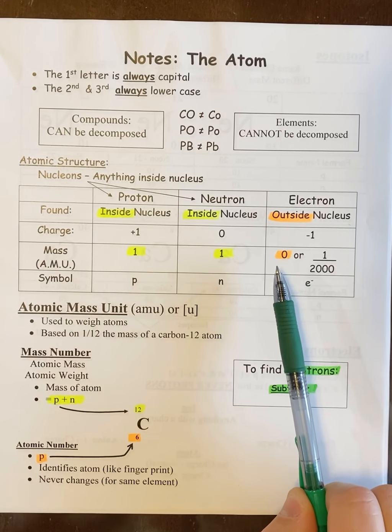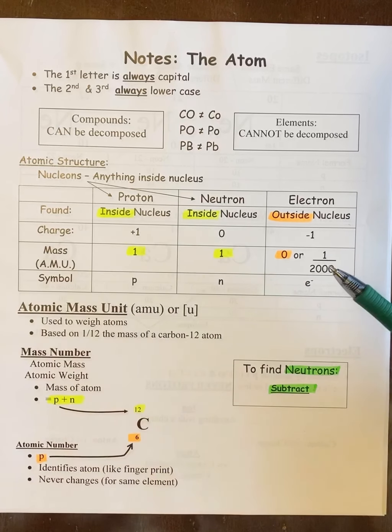Now, that's not actually true. They do have a weight. They are about 2,000 times lighter than the mass of a proton. We call it 0 because if you were to round 1/2000th to the nearest whole number, it would obviously round down to 0, which is why we do it. But be aware they do have some weight, and so you can't say that their weight is truly 0.